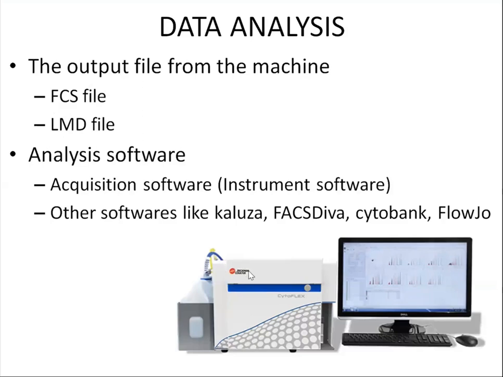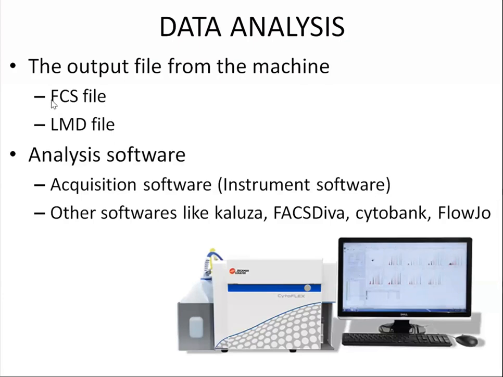So this is the flow cytometer, and it is connected to a computer physically. This particular computer has a software which will give instructions to the machine. You can give instructions to the machine via this software which has been interfaced with the hardware. The analysis happening inside the flow cytometer will be displayed here, and finally after the analysis is over, you will get a final analysis file of two formats. One is an FCS file, the other is an LMD file.